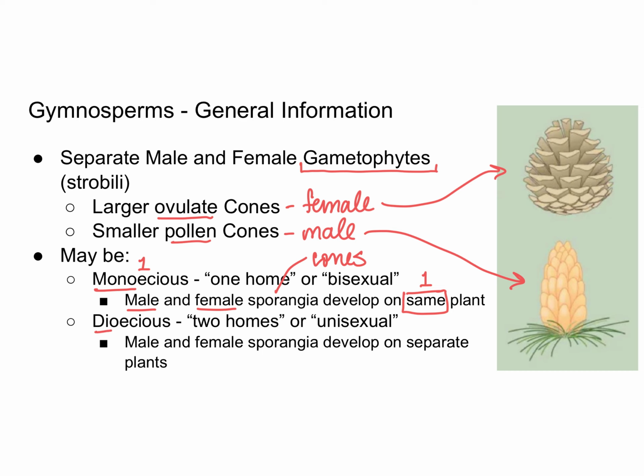Dioecious, di means two, and in a type of plant that is dioecious, it means that the male and female sporangia, or those cones, develop on separate plants. So there are essentially male plants and female plants.